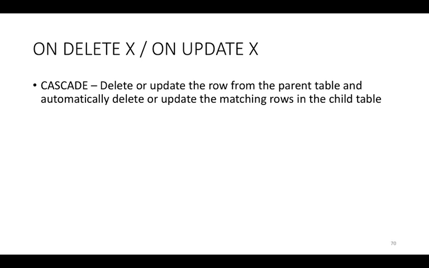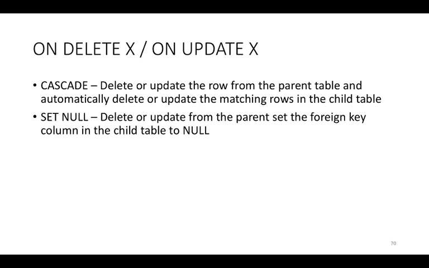One, cascade. Delete or update the row from the parent table and automatically delete or update the matching rows in the child table. So I delete the parent row, the children are deleted as well. I update the parent row, the children are updated. On delete, set null. When the parent row is deleted in the parent table, the child row's foreign key, the reference, is set to null. It reverts to a null value. It has no parent, but it's not pointing to a random number or a number that doesn't exist. It's set to null if that is allowed, if it's a nullable field.